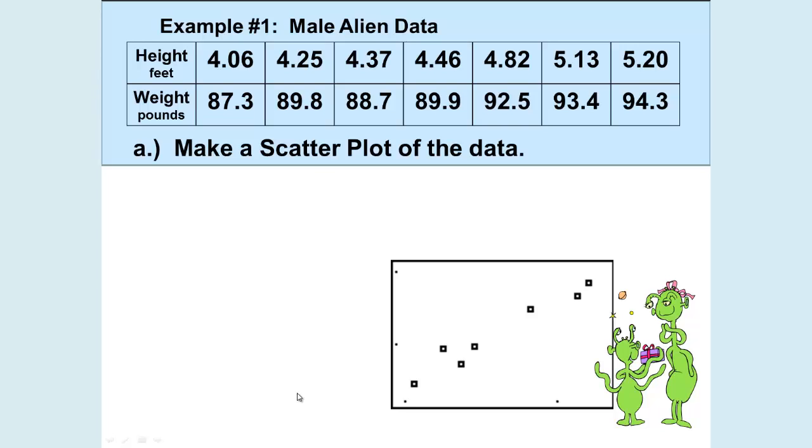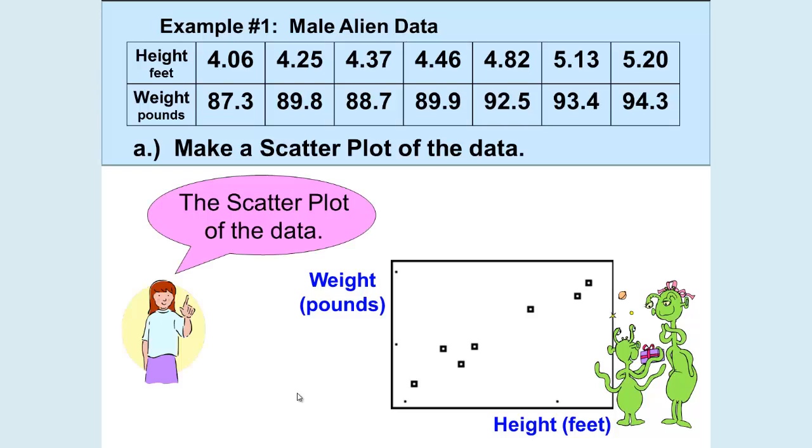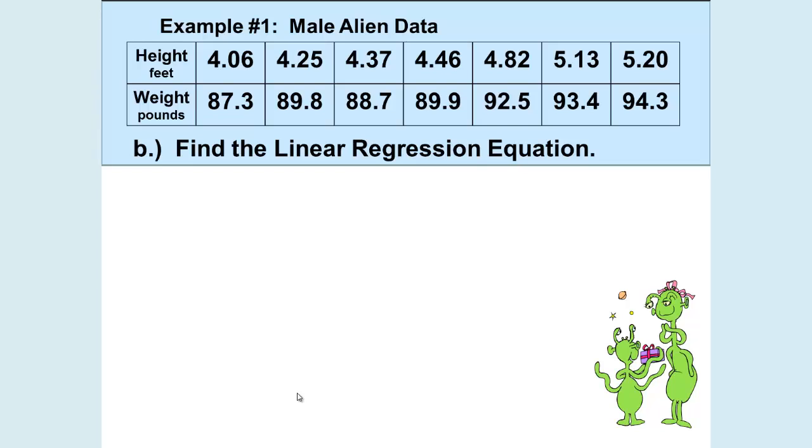scatter plot from the TI-83 calculator, and we have labeled the axis with the height in feet and the weight in pounds, and that is the scatter plot of the data. So we are now ready to begin this video by looking at finding the linear regression equation.